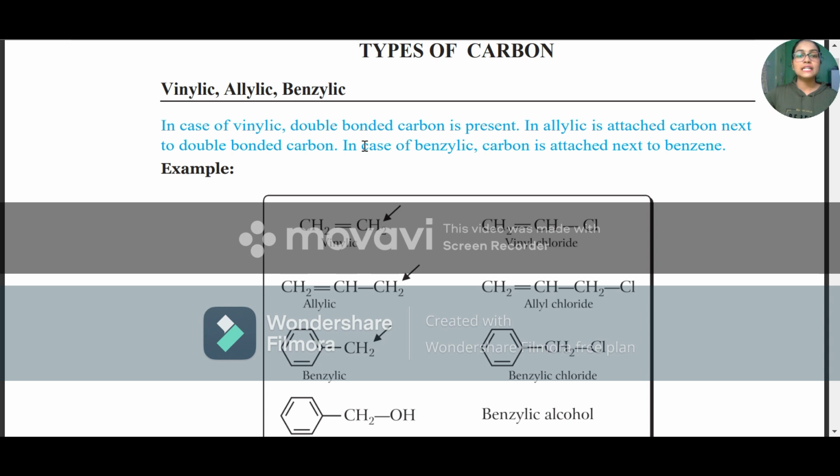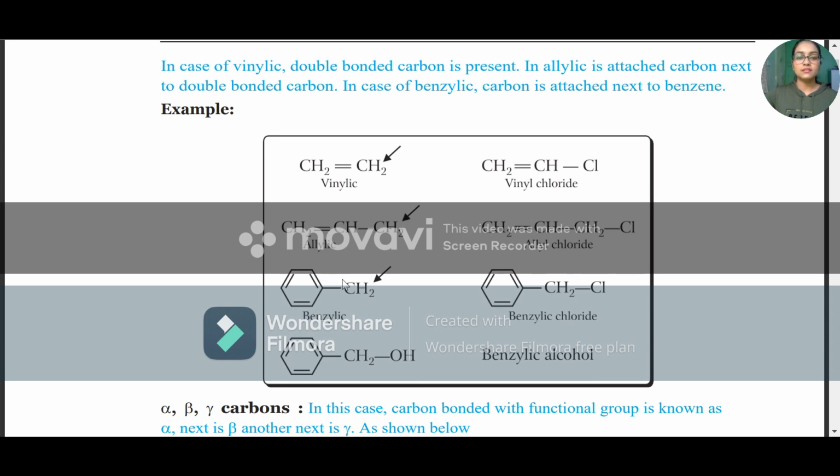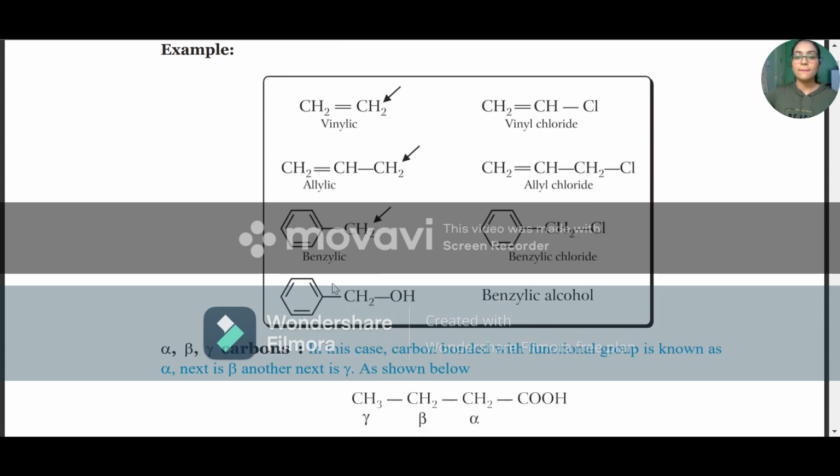Now next is, in case of benzylic, the carbon is attached next to benzene. So this is a benzene ring and the carbon present next to it, this is benzylic. When we add chlorine to it, it becomes benzylic chloride. This is benzylic alcohol because an alcoholic group is added to the benzylic group.